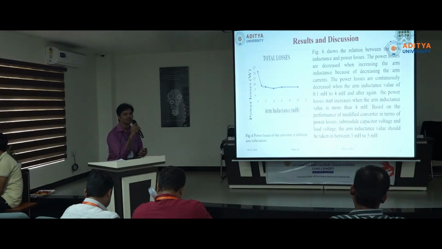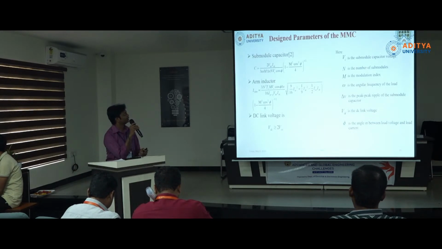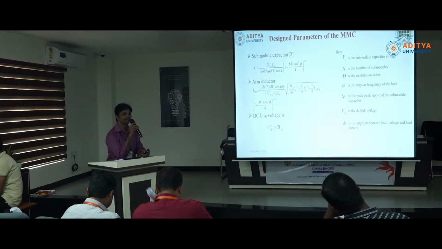And I have also calculated power losses at different values of arm inductance. You can observe here the power losses at various arm inductances. Here, at an arm inductance of 0.1 millihenries, we get the lowest power losses. From that, I have implemented many ratings of the proposed converters. So finally I have designed the arm inductance. This is the formula of arm inductance, that is L_arm. And the capacitor size is already designed based on the previous literature review.